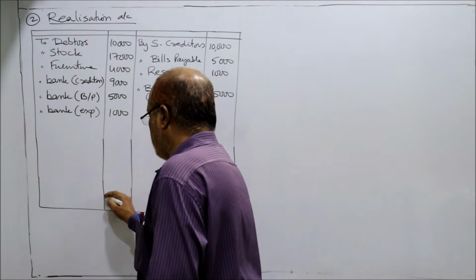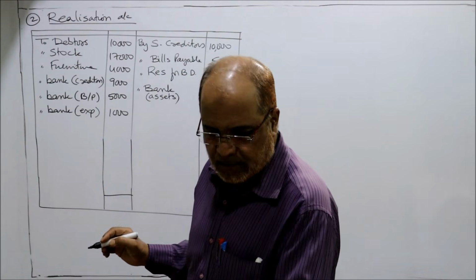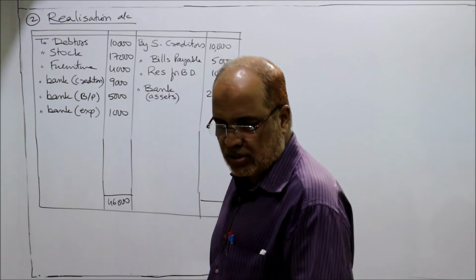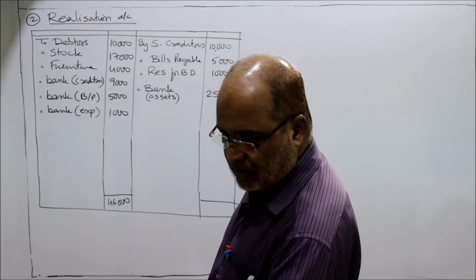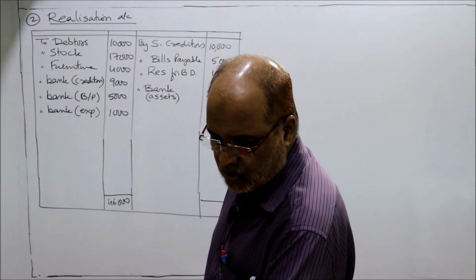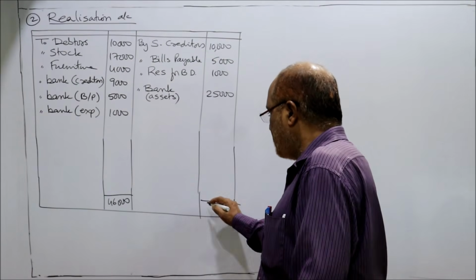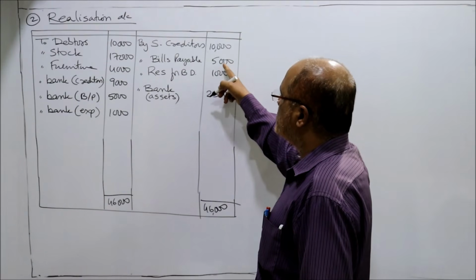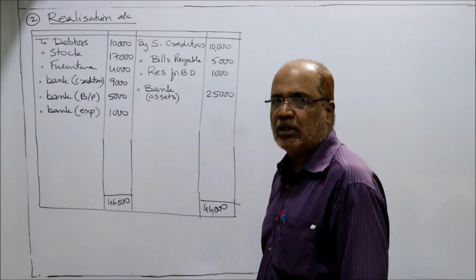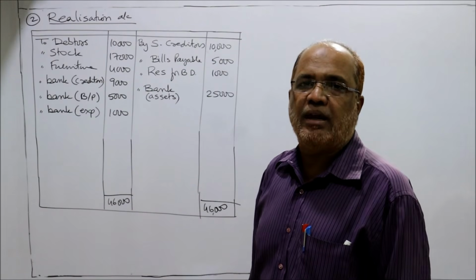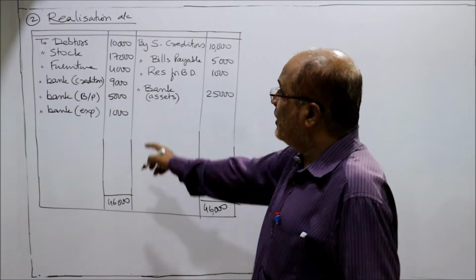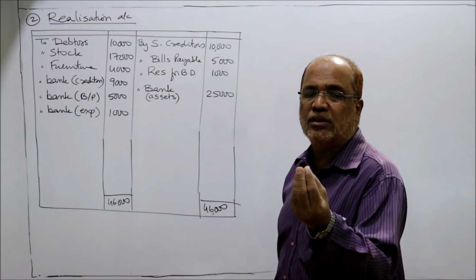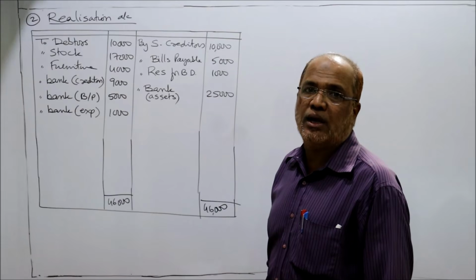If you find the total of the debit side, you will get 46,000. 46,000 is the total of the debit side: 10,000, 17,000, 4,000, 9,000, 5,000, 1,000. Now out of this 46,000, subtract 10,000, 10,000, 5,000, 1,000, 2,500. So you are getting the remaining 5,000 rupees loss. Debit side is more, credit side is less. The difference is 5,000. That 5,000 is called the loss on realization.